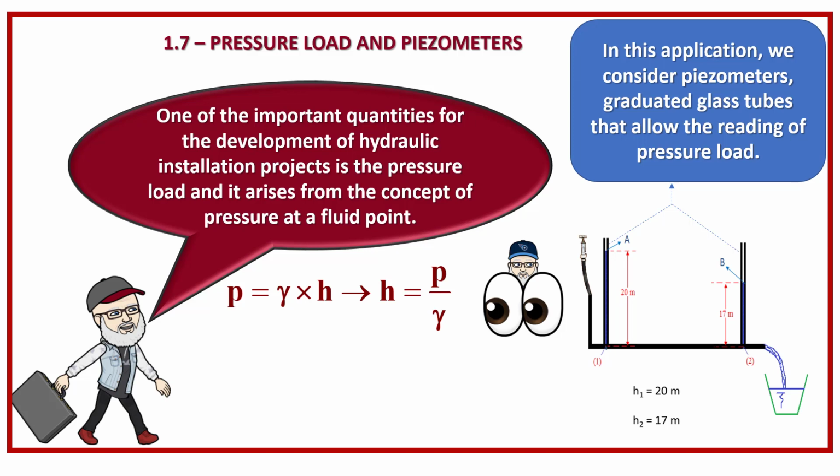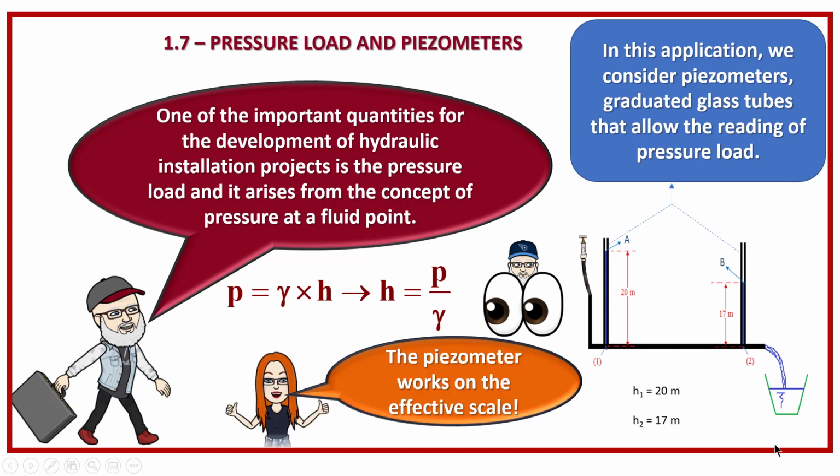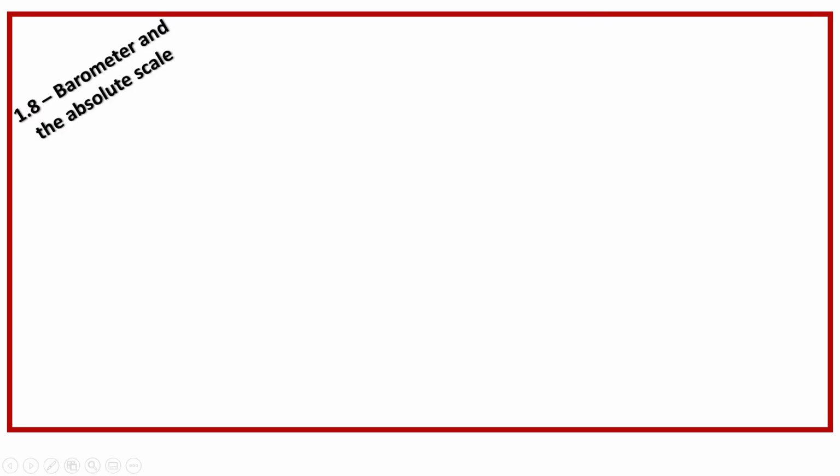It is important to note that the pressure load unit is a unit of length, in the case of the International System, the meter, but it is also common to be given in meters of water column, MCA. So 1 meter is equal to 1 meter of water column, 1 meter equals 1 MCA. The piezometer works on the effective scale. The barometer, on the absolute scale.